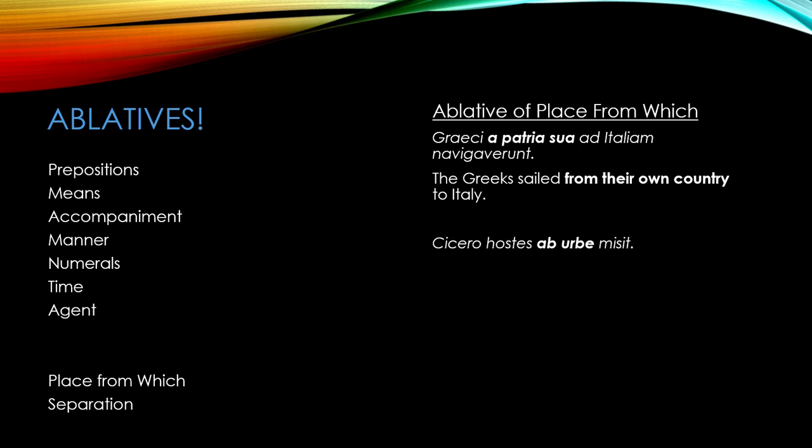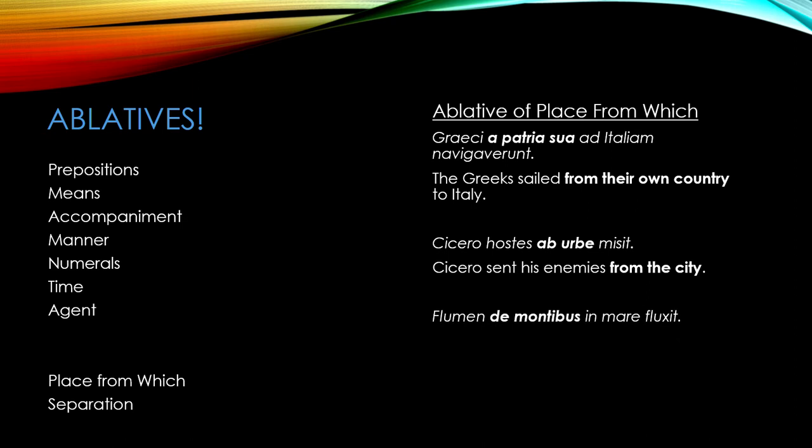In the example, Cicero hostes ab urbe misit, Cicero sent the enemies from the city. Ab urbe is the ablative of place from which, and is translated as from the city. In the example sentence of Flumen de montibus in mare fluxit, the river flowed from the mountains into the sea. De montibus is the ablative of place from which, and is translated as from the mountains. You'll notice that each of these examples has a verb of motion: sail, send, and flow.